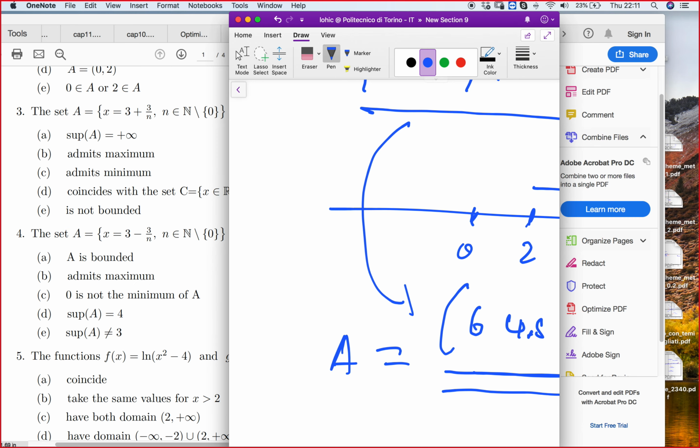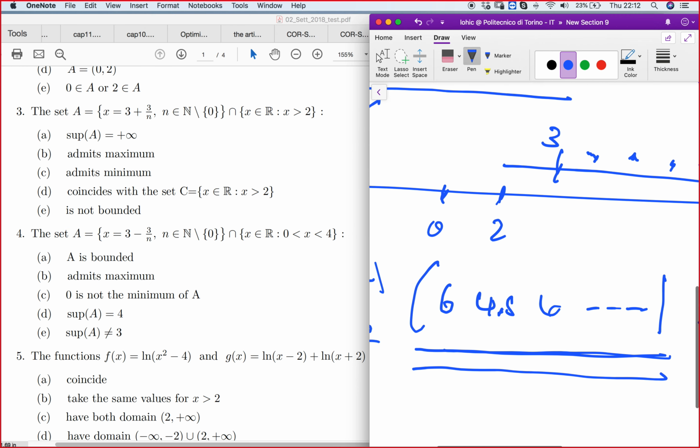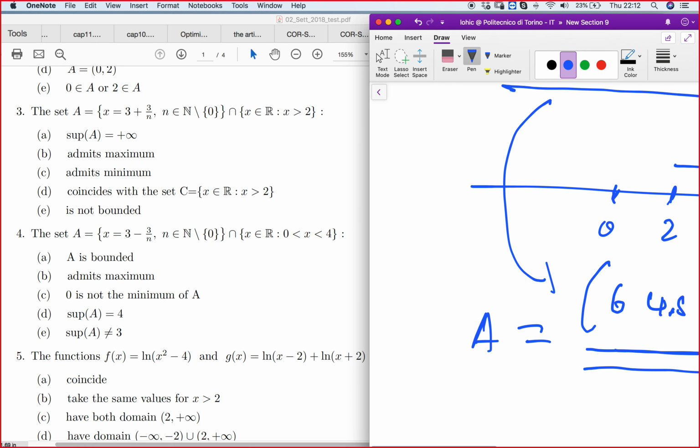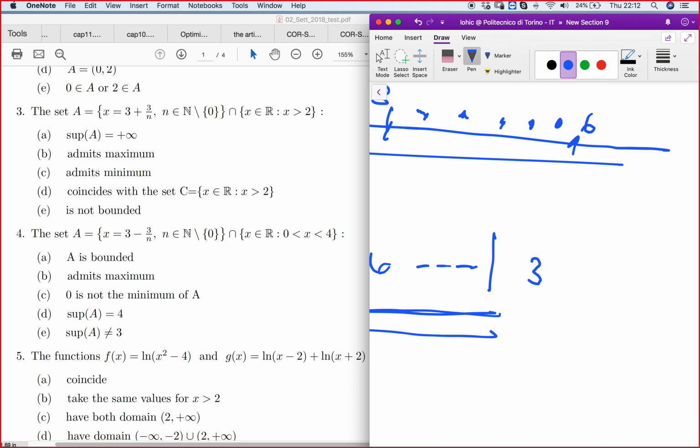Yes. 6 belongs to the set and it is the biggest, right? Okay. So 6 belongs to the set and it's the biggest, so it's the maximum. So the answer is 3B, right? Exactly what I mean. So it admits a minimum is false, because 3 does not belong, right? We can go close to 3, it is just the infimum.